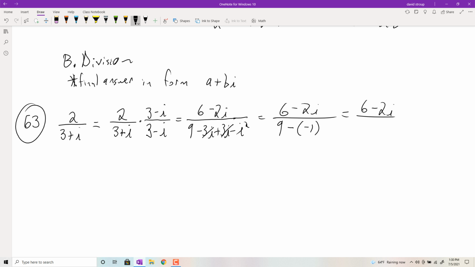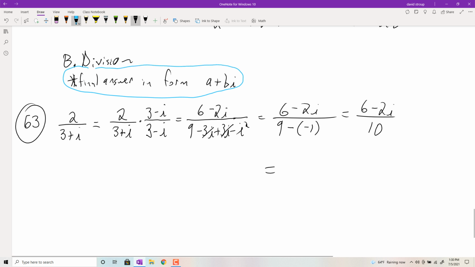9 minus -1 is the same as 9 plus 1, which of course is 10. Some people want to leave it like that, but again, your final answer needs to be in the form a plus bi, and that's not in this form. So what you need to do is butterfly.